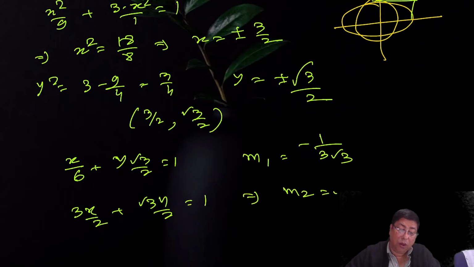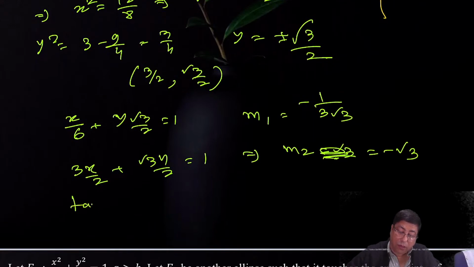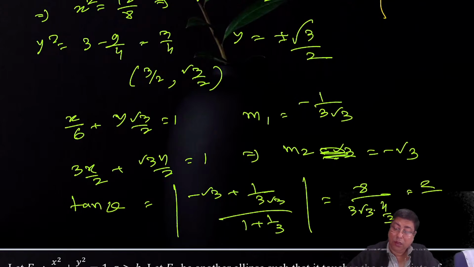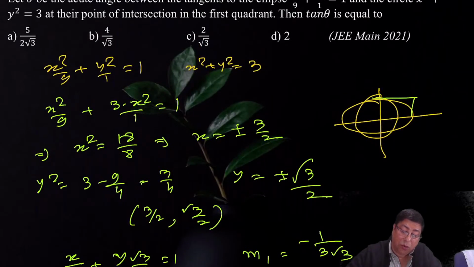Therefore, m2 equals √3. In this case, it is minus √3, m2 equals -√3. So, tan θ = (m2 - m1)/(1 + m1 m2) = (-√3 + 1/(3√3))/(1 + 1/3). So, calculating, it is (8/(3√3)) into 4/3. So, we are getting here 2/√3. Is there any option here? 2/√3 is the answer.